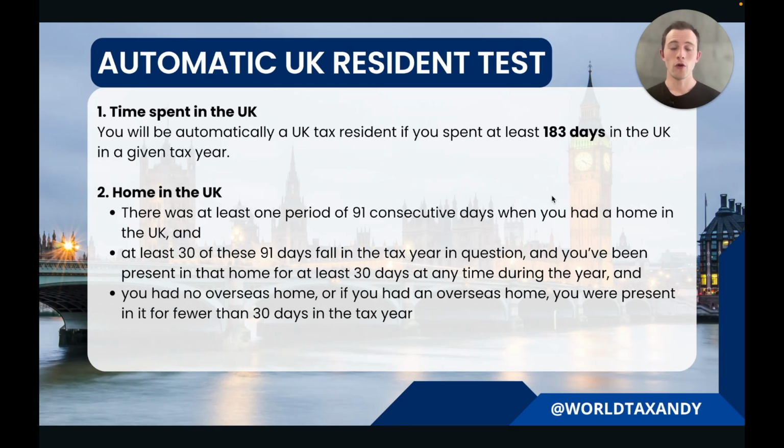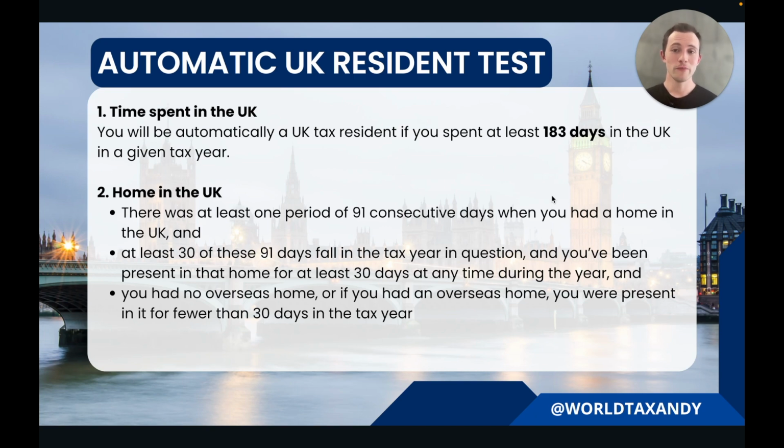So next we have the automatic UK residence tests. The first is very simple. An individual will be automatically a UK resident if they spent at least 183 days in the UK in a tax year. So if you spent 183 days or more, there's no more questions asked, you are a UK tax resident. So the next one's slightly less straightforward, and this is in relation to your home.